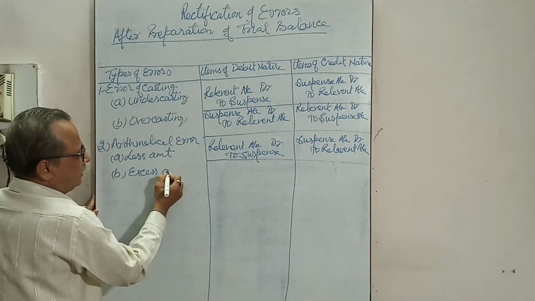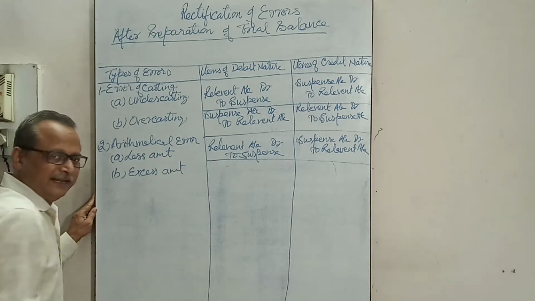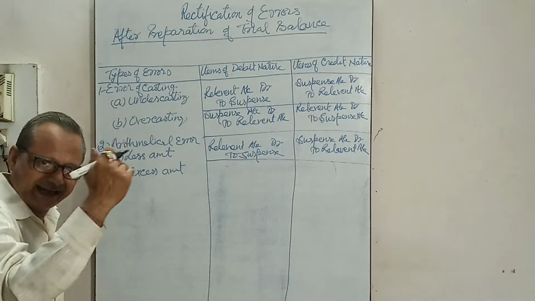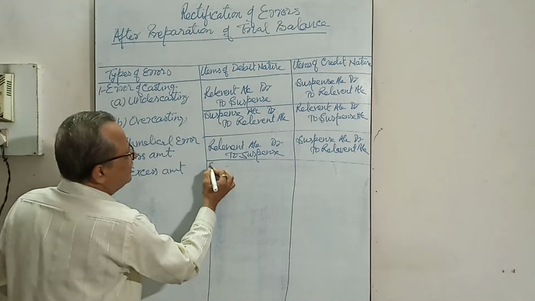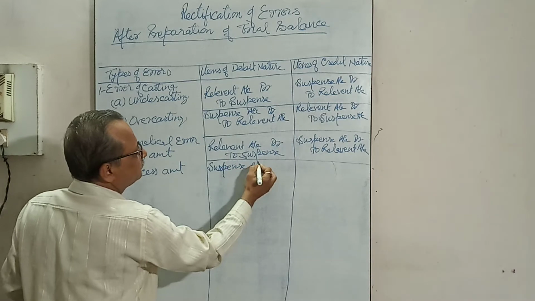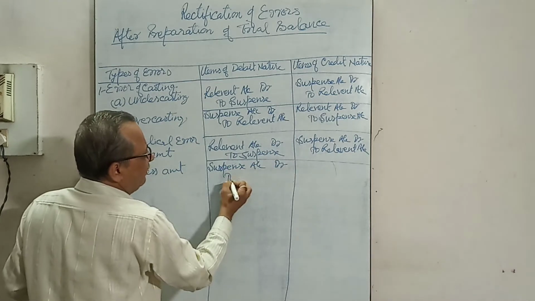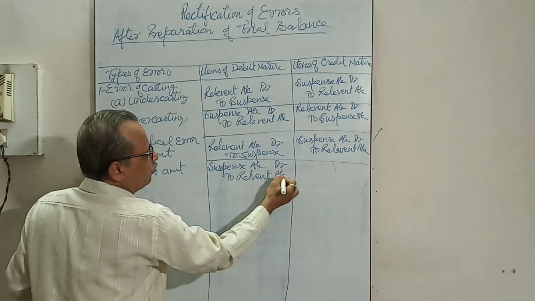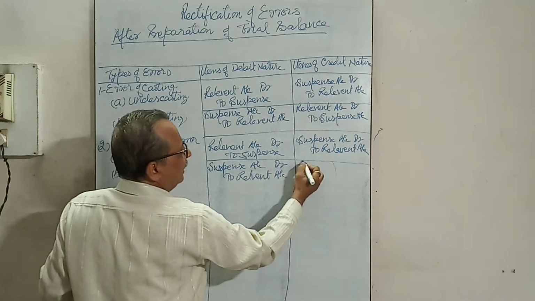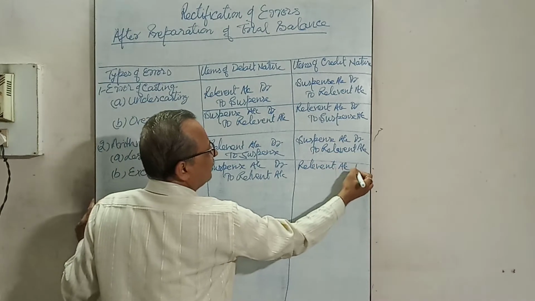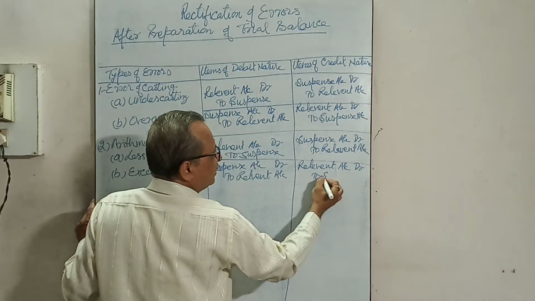Excess amount posted. If in a debit item excess amount was posted, that should be reduced and that debit item should be credited. So here we will pass suspense account debit to relevant account, the name of the account. For a credit item, relevant account debit to suspense account.